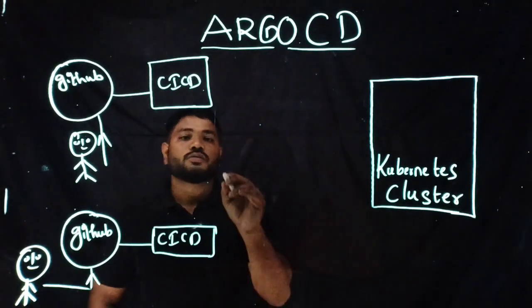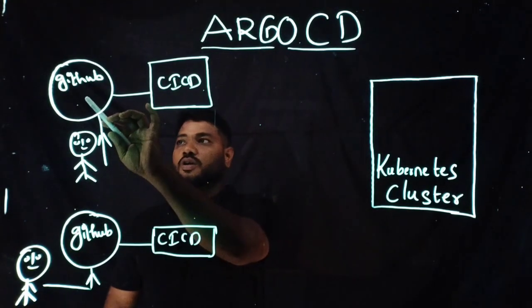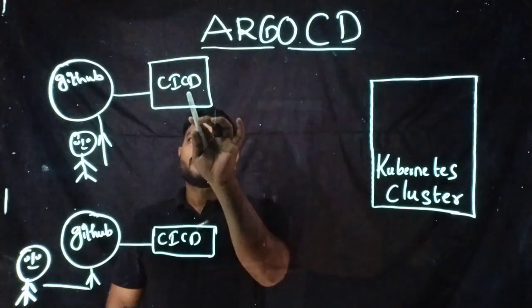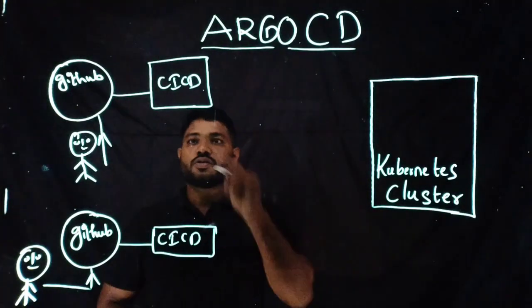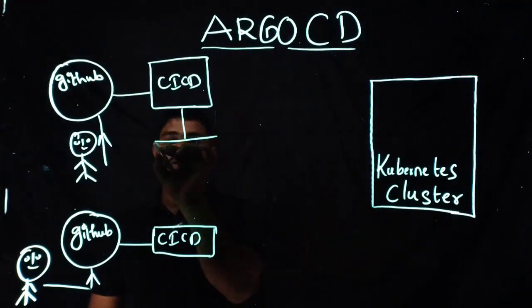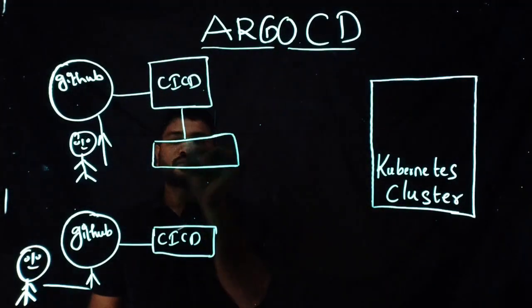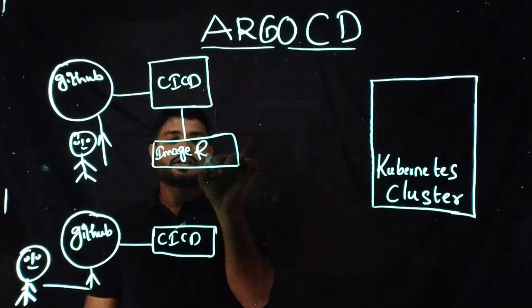Here I'm going to write it down. GitHub is where we store all the source code, and the CI/CD tool is used for building your image. So the CI/CD tool builds the image and pushes it to the image registry.